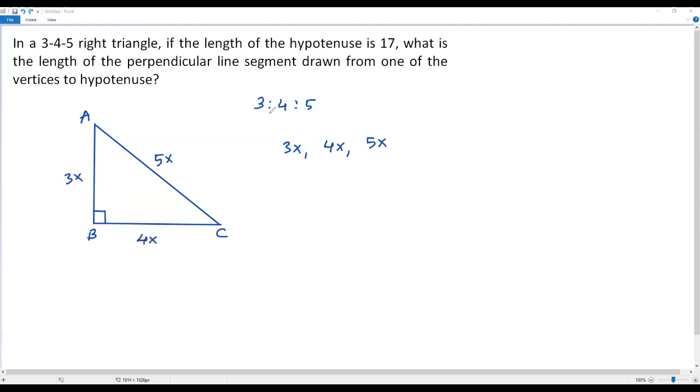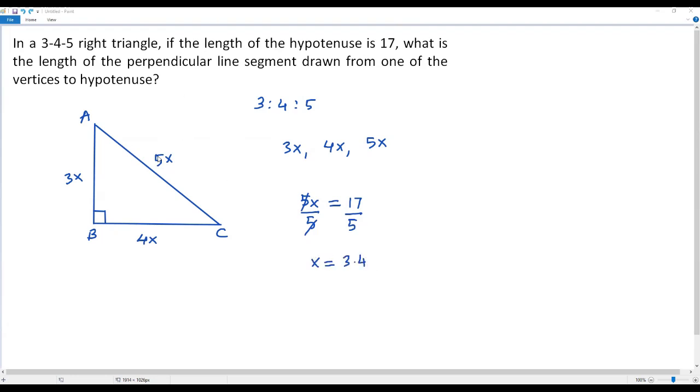But we know the hypotenuse of the triangle is given in the question itself, that is 17. So instead of 5x, we have 17 in our problem. So both 5x and 17 represent the hypotenuse of the triangle, so we can equate them. Now let's solve for x in this equation. For that, we have to divide both sides by 5. When I divide both sides by 5, this 5 will cancel out. Then I'm getting x equals, when I divide 17 by 5, 3.4.